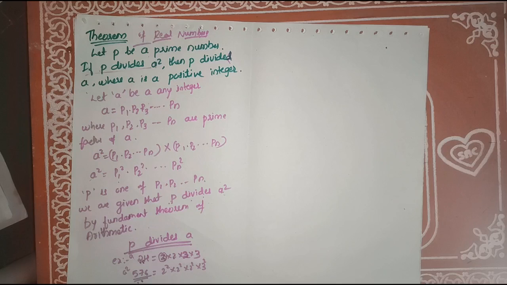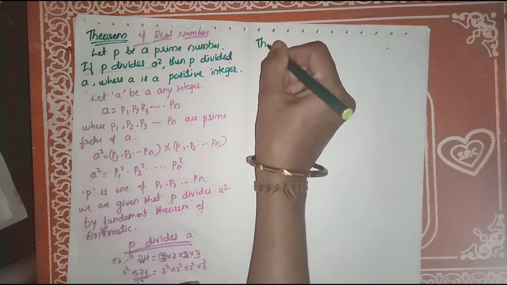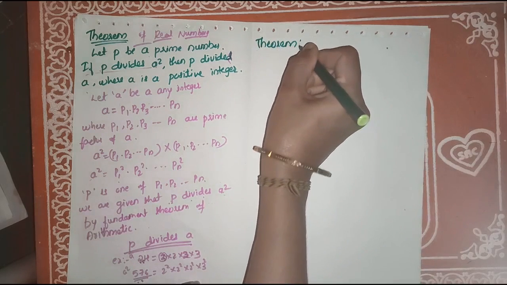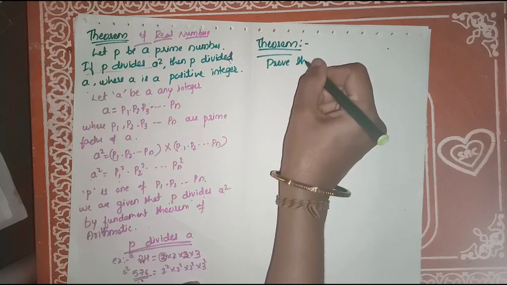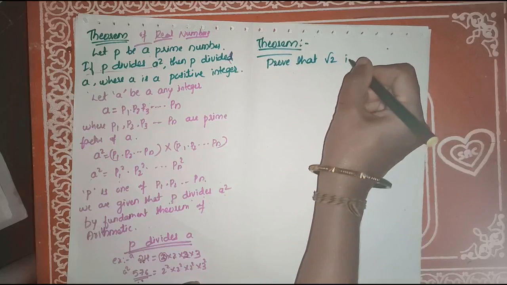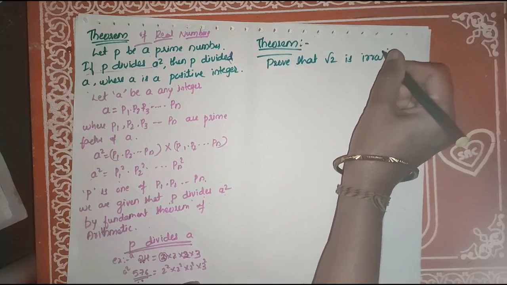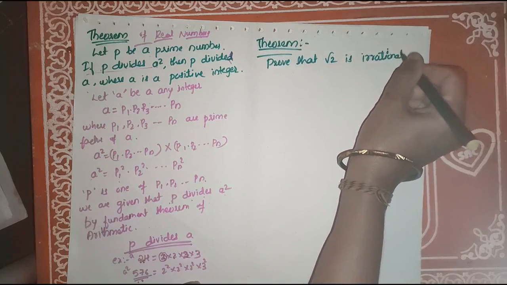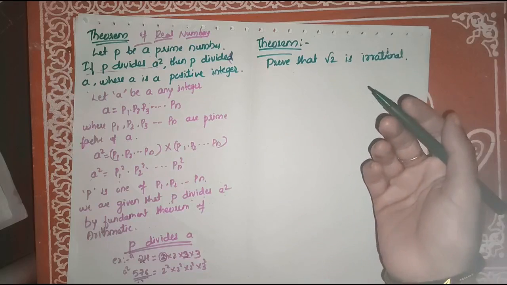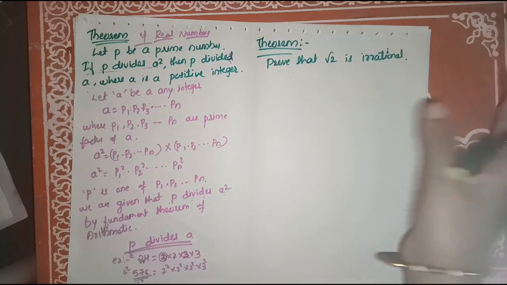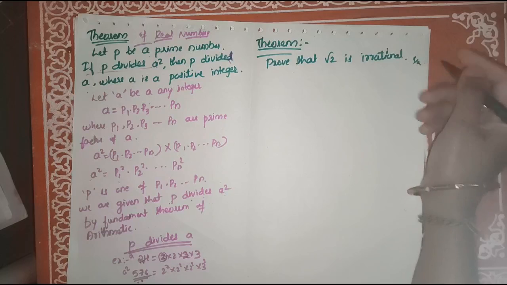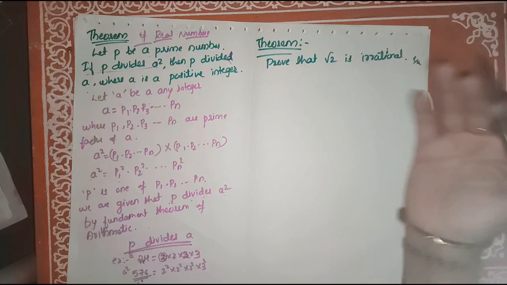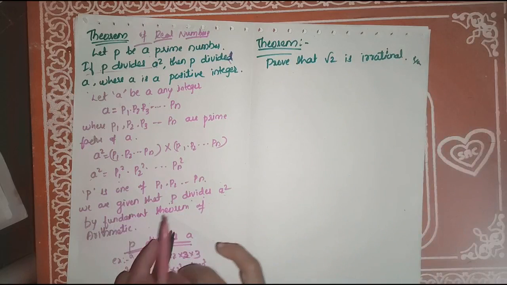Then one more theorem. The second theorem is: prove that root 2 is irrational. We know irrational numbers are numbers which cannot be written in the form p by q. So p by q is rational, and irrationals are not rationals. So let us prove this.